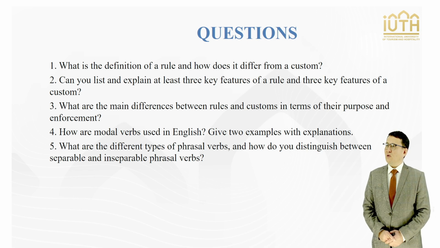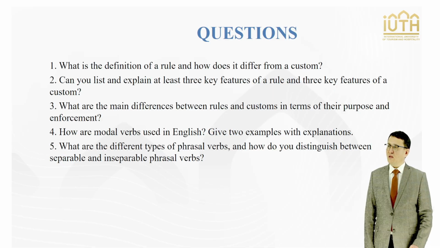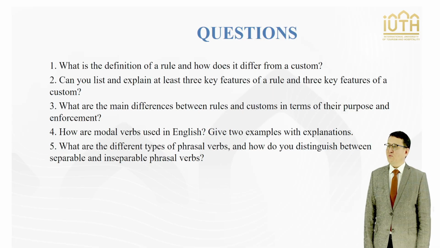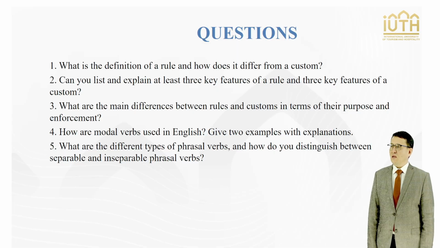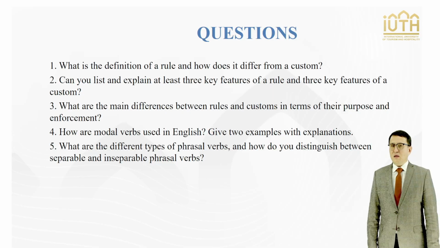The next one, can you list and explain at least 3 key features of a rule and 3 key features of a custom? And the next one, what are the main differences between rules and customs in terms of their purpose and enforcement? And number 4, how are modal verbs used in English? Give 2 examples with explanations. And question number 5, what are the different types of phrasal verbs and how do you distinguish between separable and inseparable phrasal verbs?